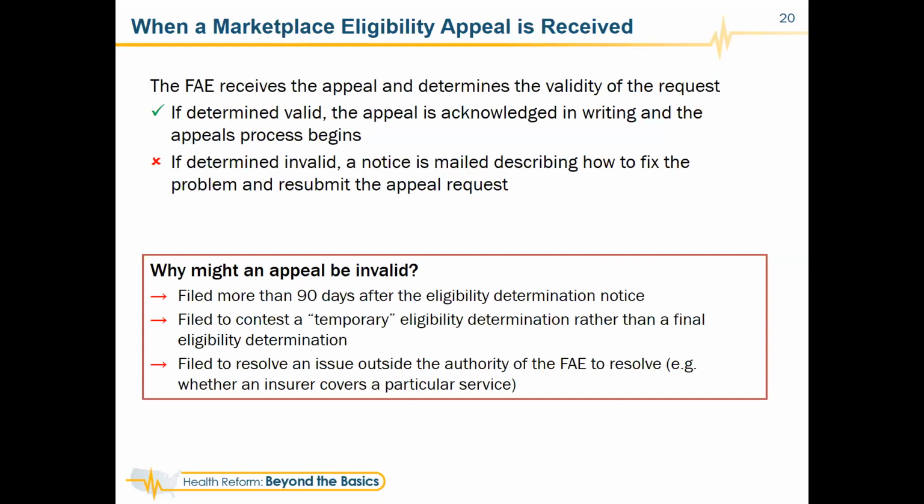So for example, here are some common instances why an appeal might be invalid. If it's filed more than 90 days after the eligibility determination notice, and there's no good cause for why it took more than 90 days. If an appeal was filed to contest a temporary eligibility determination, for example, one that still has that data matching issue rather than a final eligibility determination. Or it's filed to resolve an issue outside the authority of the Federal Appeals Entity. For example, an insurer denies you medicine at the pharmacy, the Federal Appeals Entity doesn't have authority to decide that, and you're going to have to appeal that to your insurer.